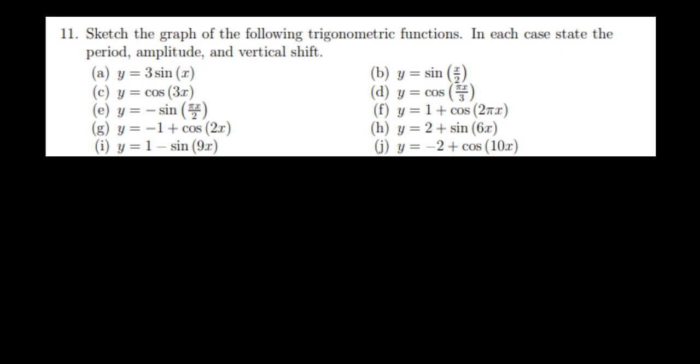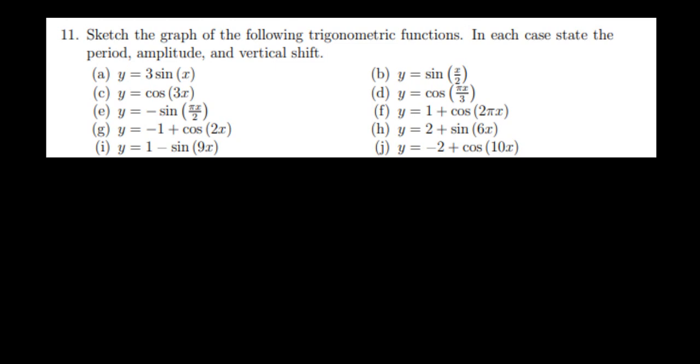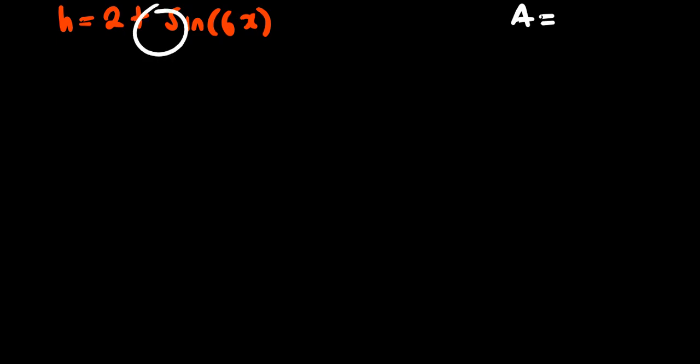Then h, y is equal to 2 plus sine 6x. Okay, so how do we solve this one? Let's find the amplitude. You're able to see that in front of sine it's just a positive 1, so the amplitude in this case is just going to be 1.